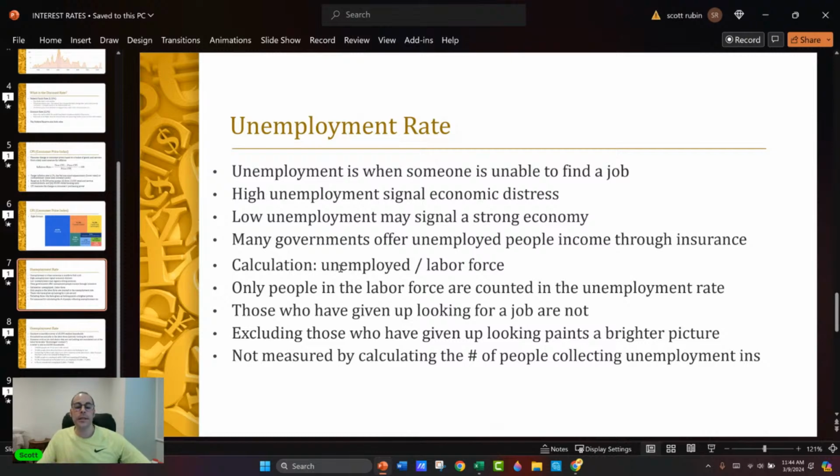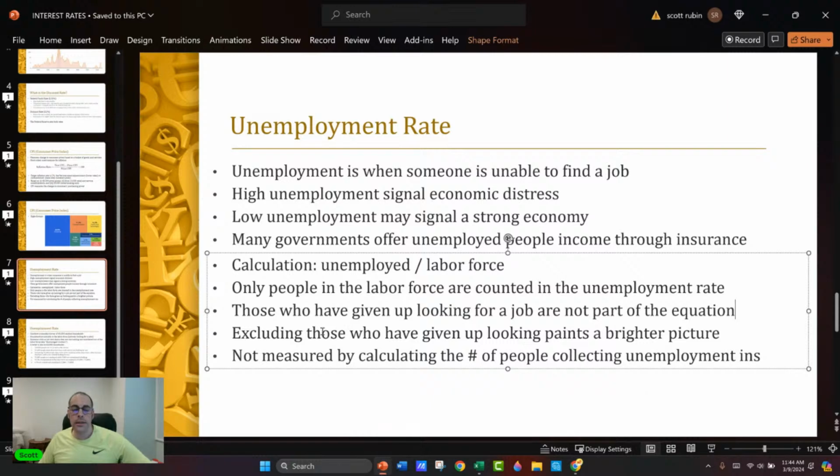So the calculation is unemployed people over the labor force, and we'll do the calculation later. Only people in the labor force are counted in the unemployment rate, and that's led to some controversy because that makes our unemployment rate look good. I'll show you in a minute why. Those who have given up looking for a job are not part of the equation.